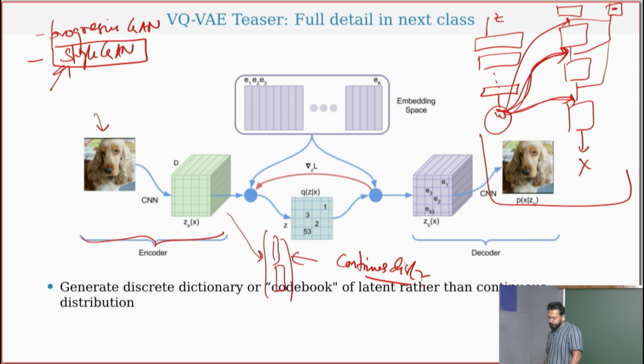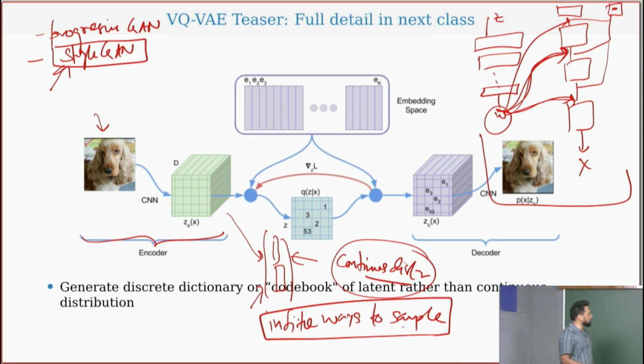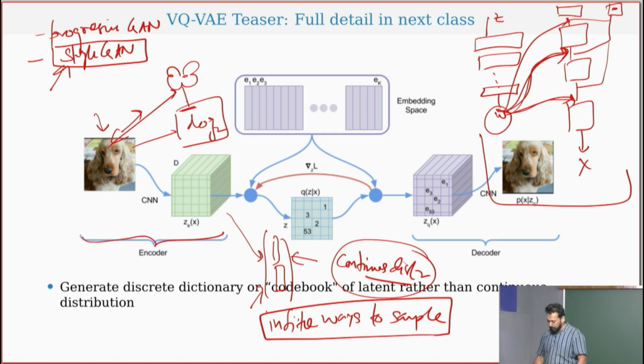Now, from a continuous distribution, I have infinite ways to sample, right? And the question is, do we really need such a large variation in sampling? Like, if I have to interpolate between a cat and some flower, is there a really continuous way to interpolate? Or if there are similar dog images here, let us say this is dog 1 and dog 2, should I really look into a continuous interpolation between these, right?